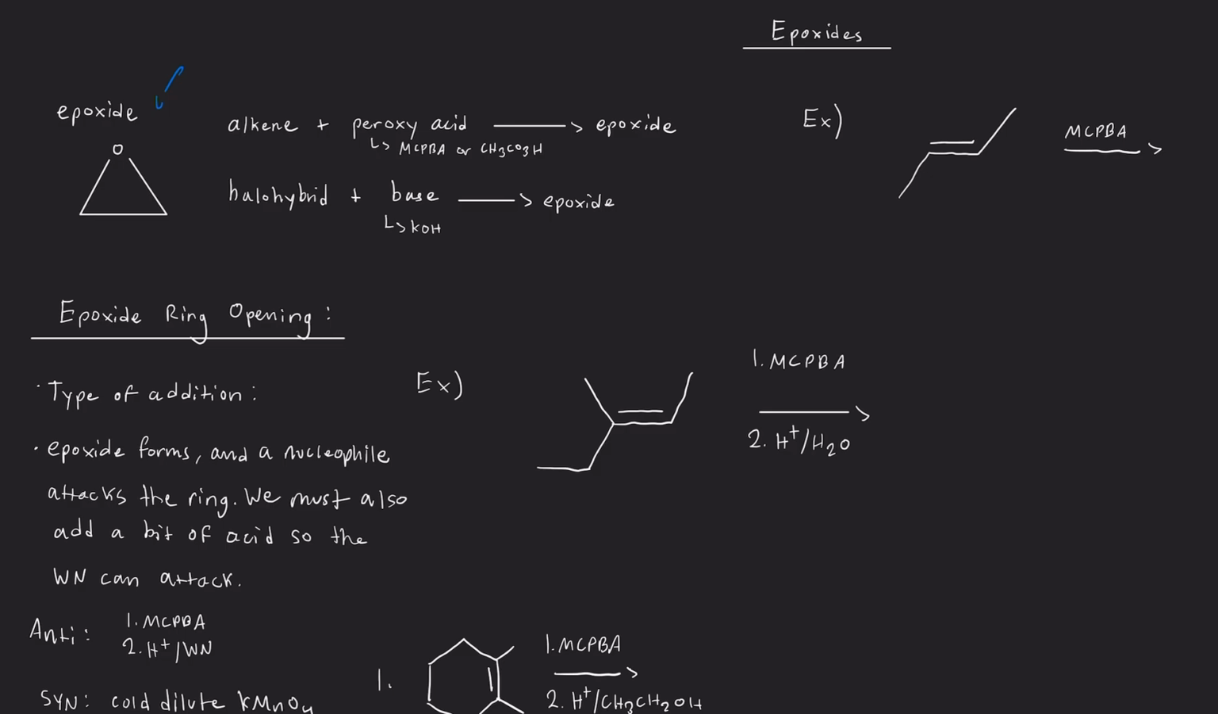The peroxy acids that are used most commonly are MCPBA and CH3CO3H. And for the bases, you can just use any strong base. Most commonly, you'll see KOH. And that's how you synthesize an epoxide.